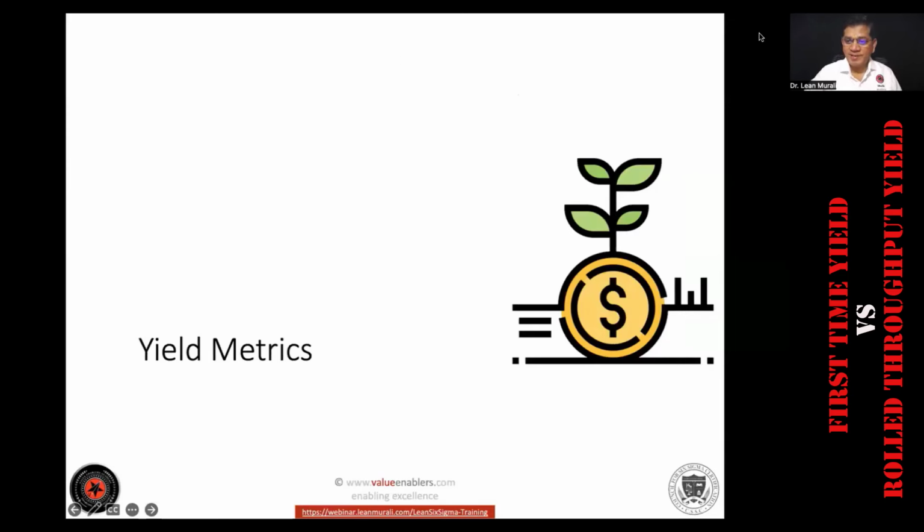Measurement drives behavior. Tell me how you will measure me, and I will tell you how I will behave. Metrics drive behavior. How many of you agree? If you focus on cleanliness, cleanliness will improve. If you focus on health, health will improve. If you start measuring health, health will improve. Metrics drive behavior. So we need to have the right metrics to drive the right behavior.